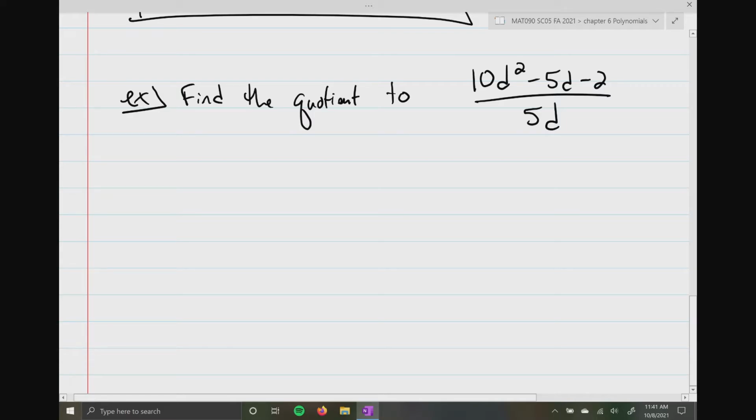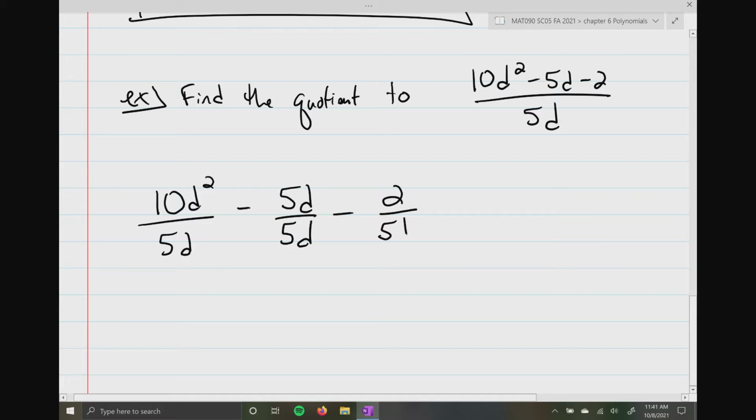So did you do the 5d minus 5d? Nope. That wouldn't be my first step here. What would be the first thing I do? You break it up. That's all I needed to hear. Perfect. Break it up. So we have 10d to the second over 5d minus 5d over 5d minus 2 over 5d. So remember, if your bottom or denominator is a monomial, one term, break it up.